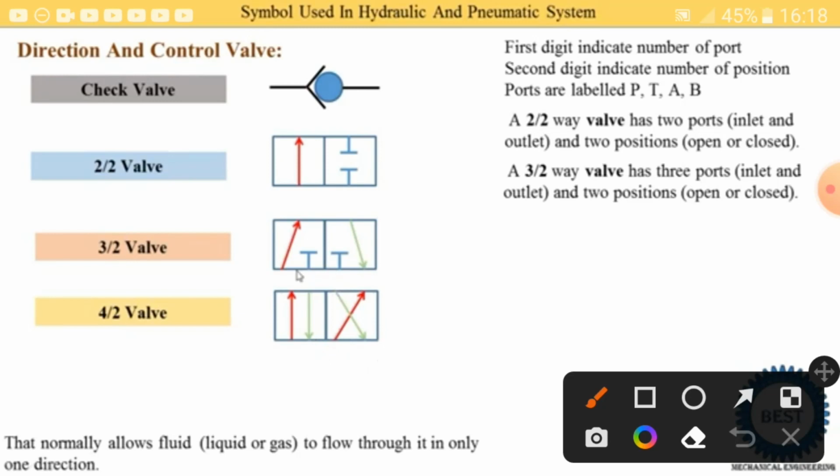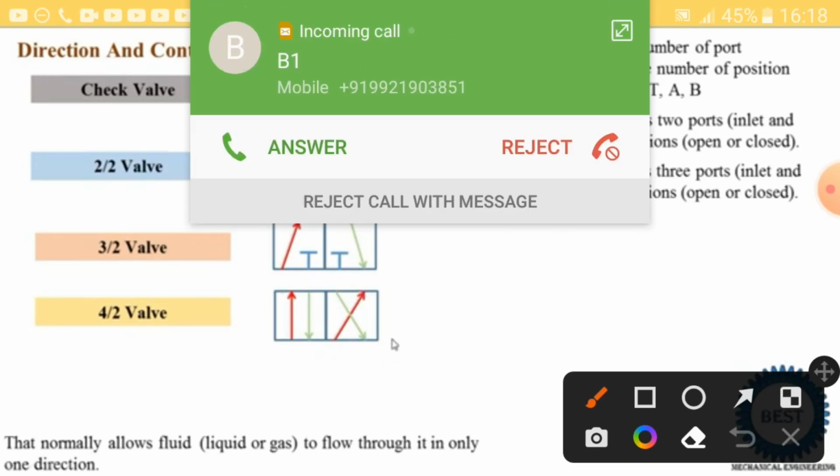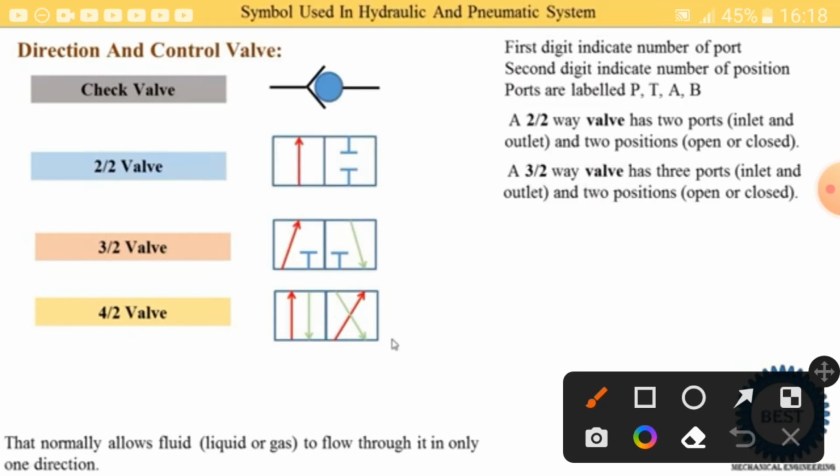So it is generally used in double acting actuators. Double acting means the oil is supplied on both sides of the piston. It is called double acting.